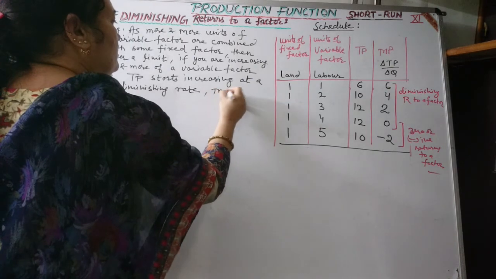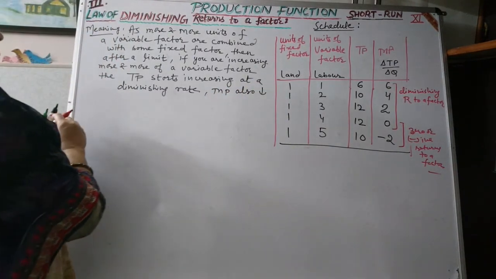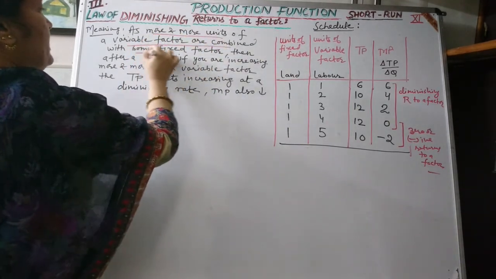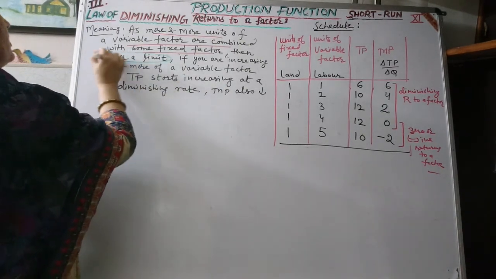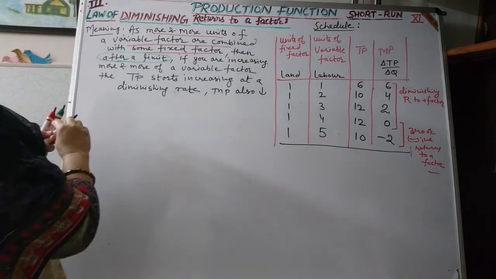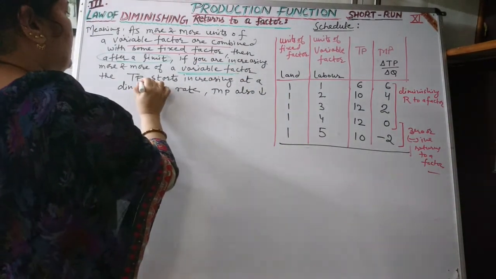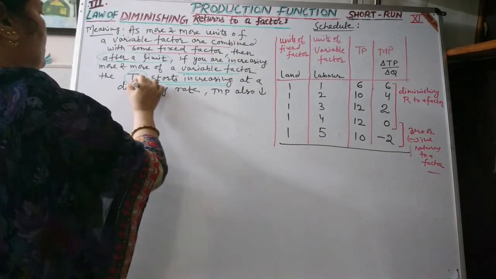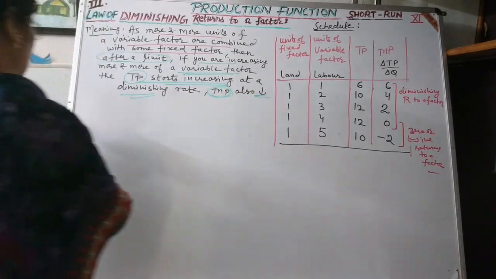And MP also diminishes. More and more units of a variable factor are combined with some fixed factor. Then up to a limit, this is all right. But after a limit, if you are increasing more and more units of a variable factor, then ultimately instead of increasing, total production will diminish and marginal production will also start diminishing.